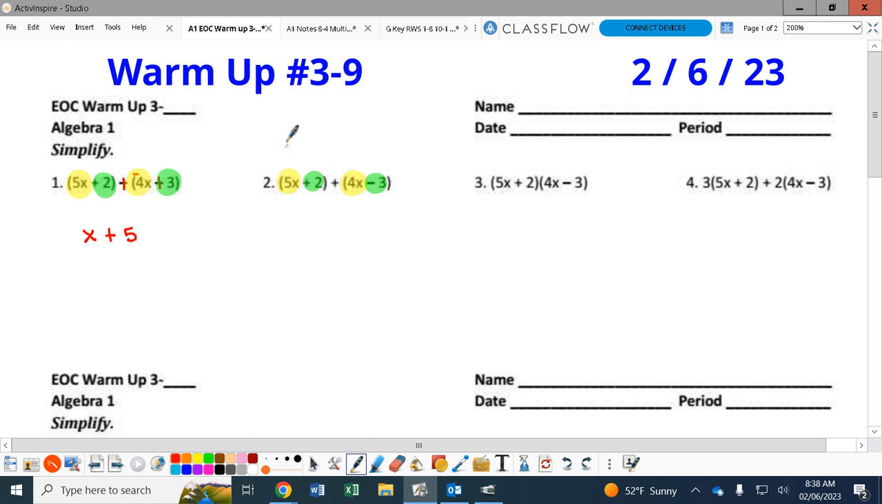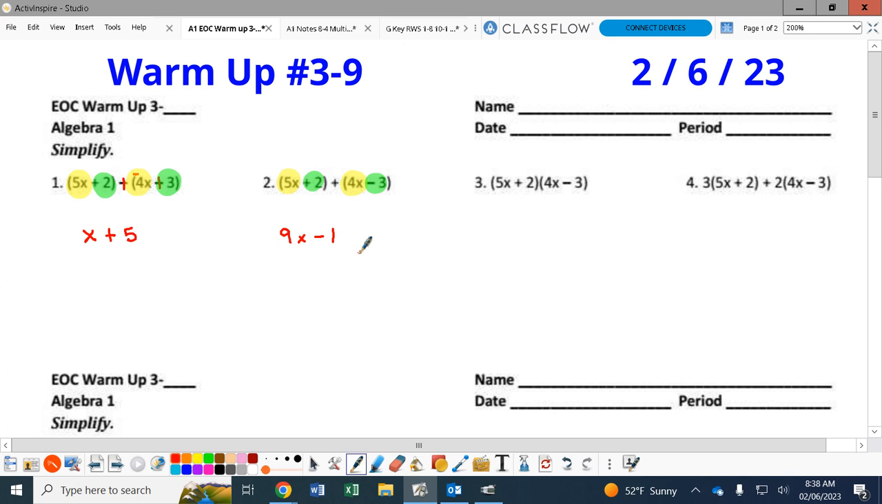So when I combine the 5x and the 4x, that's going to give us 9x this time. When I combine the 2 and the negative 3, that's going to give us negative 1 or minus 1, depending on how you want to say it. And that is your final answer. Very different answer than the one before it. And you got to know the difference between the two.